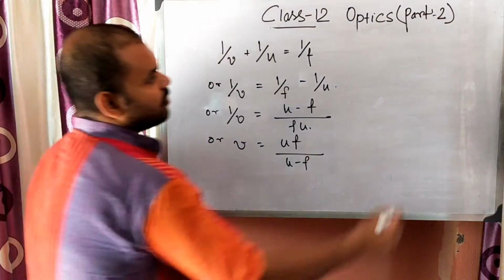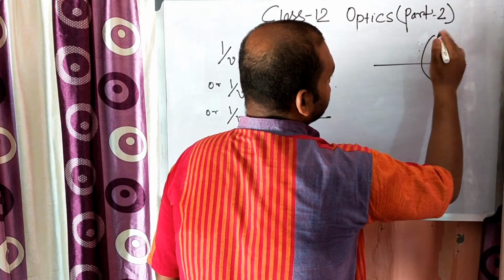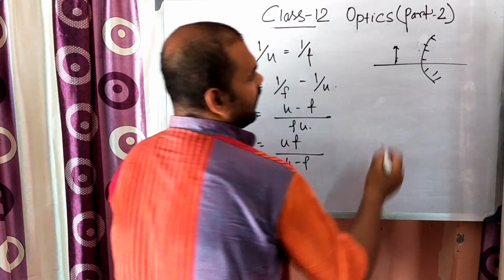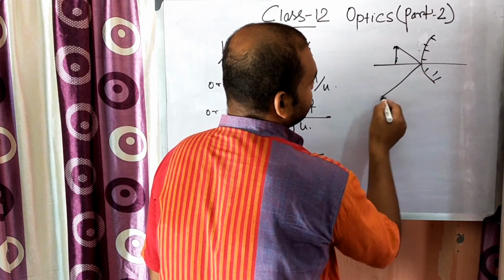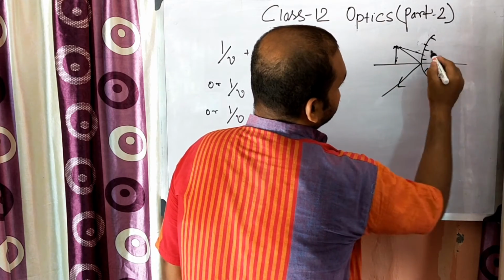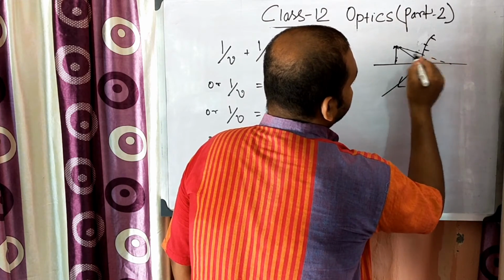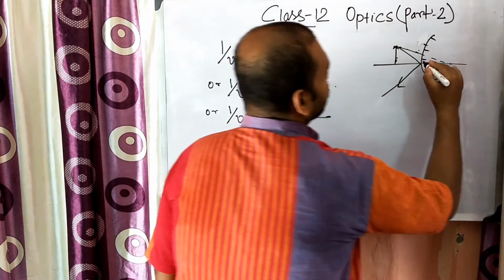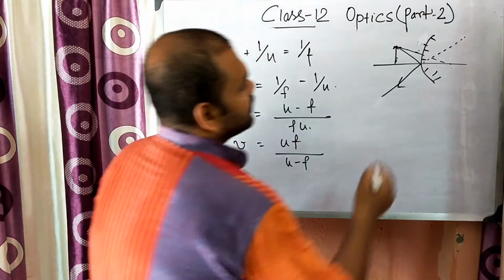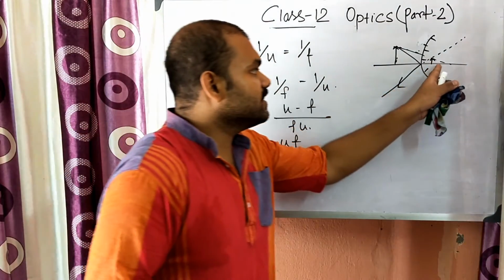Now in case of a convex mirror, what happens? In case of a convex mirror, the object is placed here, and we will get an image where? Remember, we will get the image over here, that is, the image is diminished.